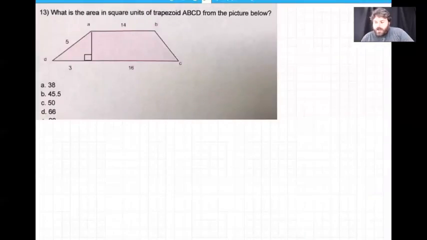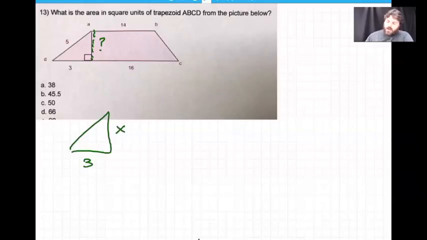All right, what is the area in square units of the trapezoid ABCD from the picture below? All right, so we've got a trapezoid. There's 2 ways to do this. I'm going to go through kind of a longer way where I break it up into segments. You can take an area that's a big thing and break it up into little pieces and realize that it's just the sum of the pieces, right? I've got a triangle here. I need to know the height of this, first of all, okay? So I've got this right triangle with a 3, an x, and a 5.